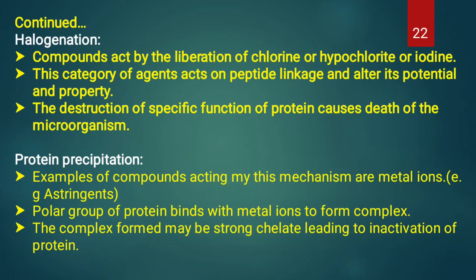Protein precipitation. Examples of compounds acting by this mechanism are metal ions, for example astringents. Polar groups of proteins bind with metal ions to form a complex. This complex formed may be a strong chelate leading to the inactivation of protein.